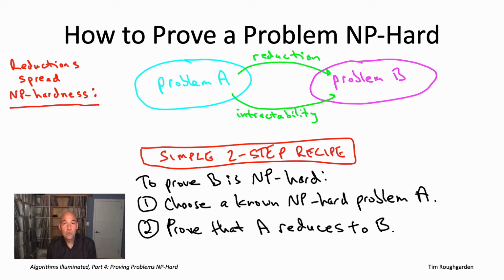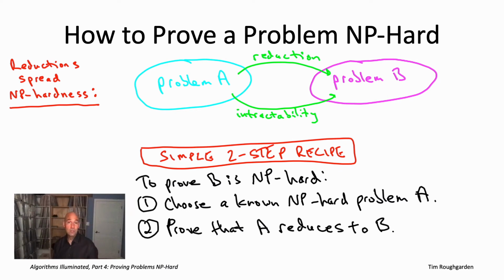To carry out these two steps, you do need a couple of skills. So for step 1, you need some awareness of known NP-hard problems. So you need to know what are some options for what you could choose for that problem A. Now, as we said, in this chapter, you'll already learn about 19 NP-hard problems, any of which is a totally legitimate choice for the problem A in step 1. If 19 problems aren't enough for you, there are hundreds more out there that are well documented in books.